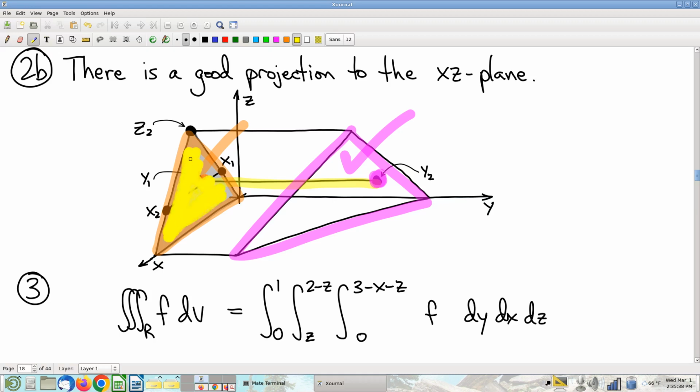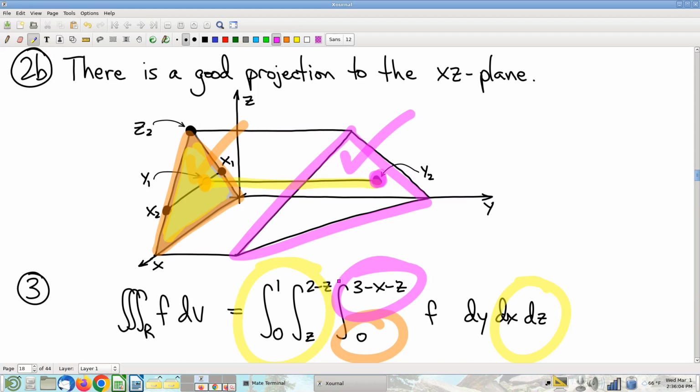The projection itself gives you your x and z bounds. Said differently, whichever plane you're projecting into must be your outside two differentials, and the projection gives you your outside two sets of bounds. And then the lower and upper come from these orange and purple surfaces respectively. And again, just solving for y for the lower bound and for the upper bound. Everybody good?